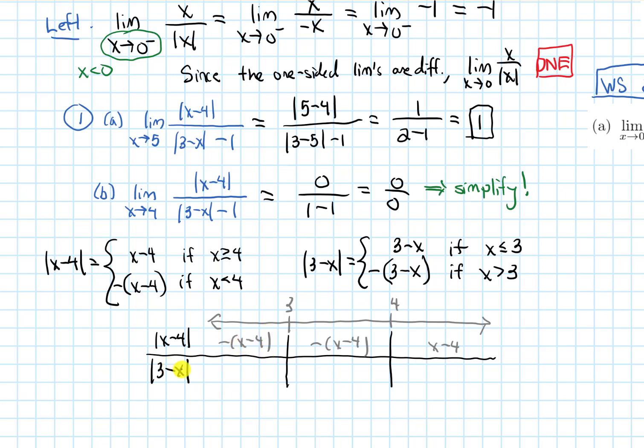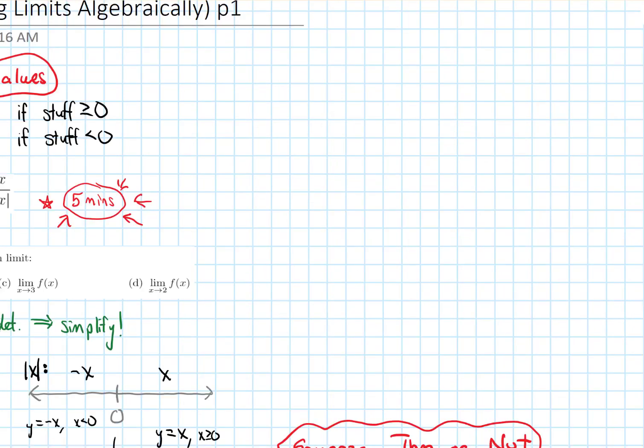Let's do the same thing for the absolute value of 3 minus x. When x is less than or equal to 3, that's the left side of 3, I get to use 3 minus x. But on the right side of 3, I have to use negative (3 minus x). Same thing here, negative (3 minus x). So now we are ready to take some one-sided limits.